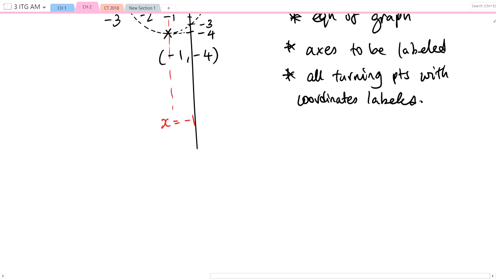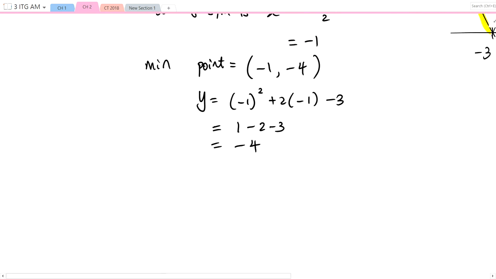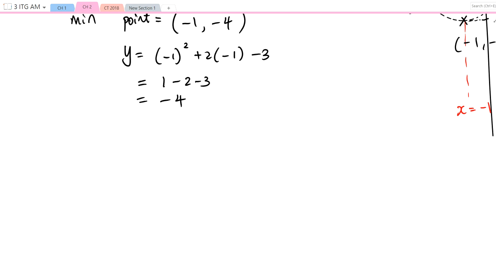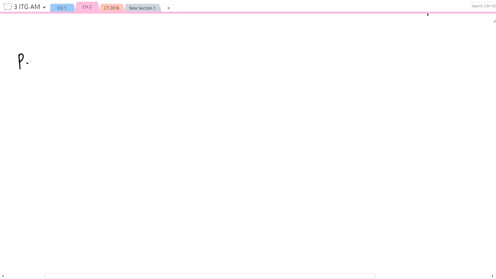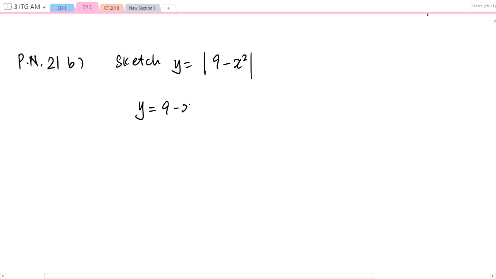So let us try Practice Now 21. Practice Now 21, Question B. Sketch y equals to modulus of 9 minus x squared. Step number 1, I want to sketch y equals to 9 minus x squared, which is simply 3 plus x, 3 minus x. This is what I want to sketch.